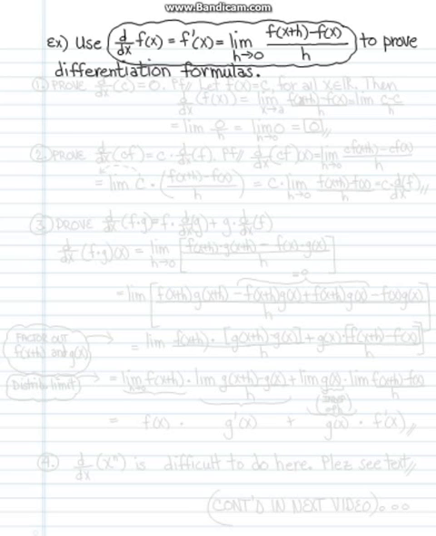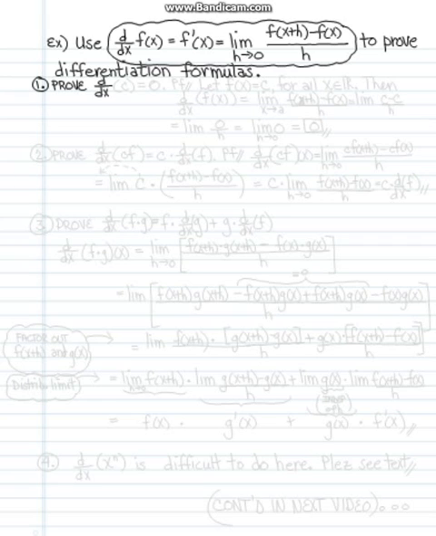So the derivative of a function f of x is equal to f prime of x, which is the limit as h approaches 0 of f of x plus h minus f of x over h. And we're going to use that to prove each of our formulas. So let's get started. Once we do it, we don't have to worry about it anymore, and we can just use these formulas freely.